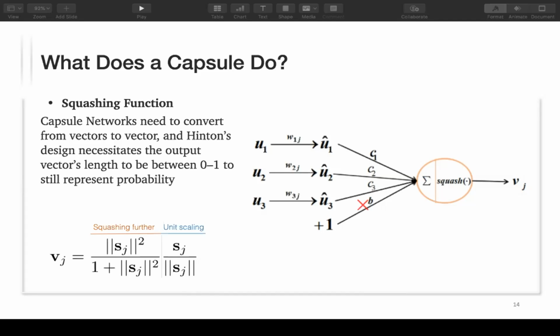And S here is the weighted summation of U1 hat, U2 hat, and U3 hat. Each squash will output a vector. Why is it a vector? Because S is a vector. S is actually the summation over each dimension of C. They combine together. Okay, please go on.